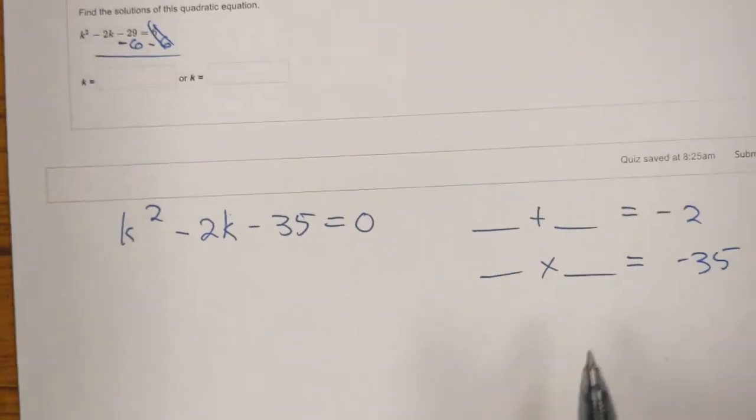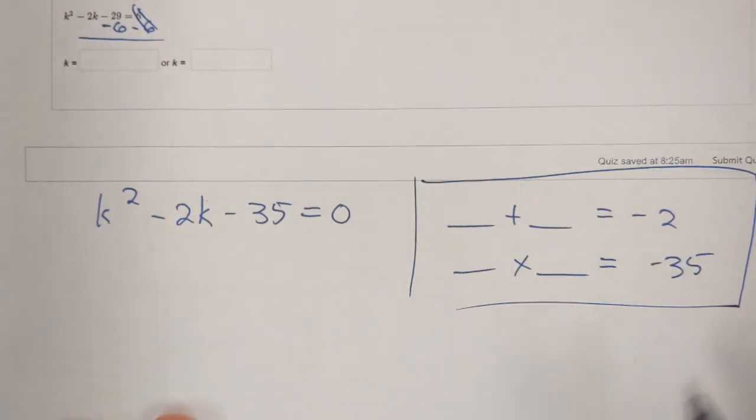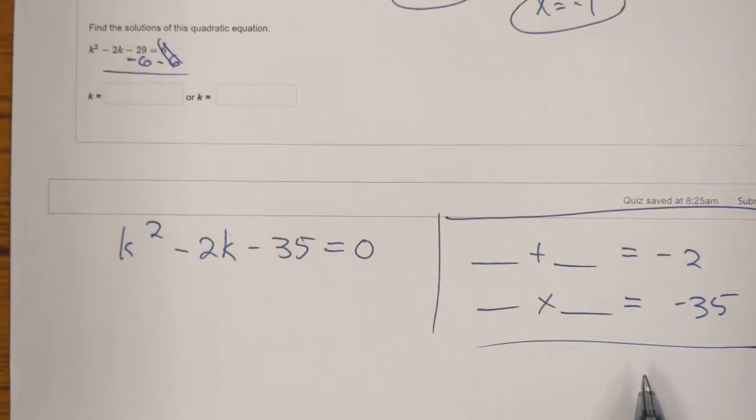Now, I'll give you a hint. We're going to be using a 7 and a 5 in one regard, but one's going to have to be positive, one's going to have to be negative. You can figure it out from there.